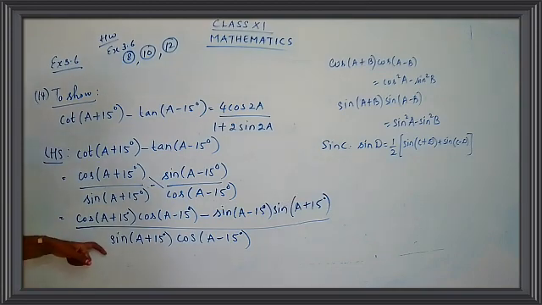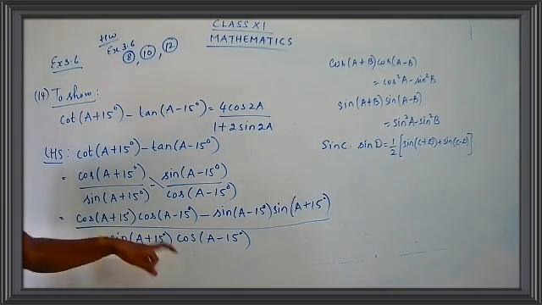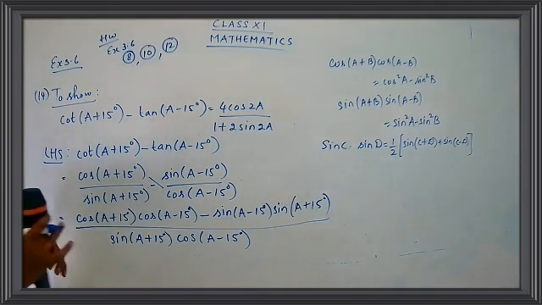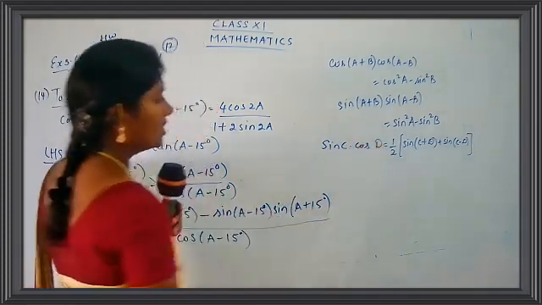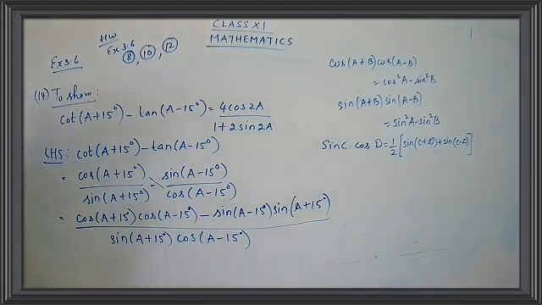And in the denominator part, you have sine into cos. So sine into cos means, actually this is sine into cos. Okay, children, I have written here sine cos. So sine C into cos D is half of sine C plus D plus sine C minus D. So we are just going to apply all the formulas and we are going to get the answer.